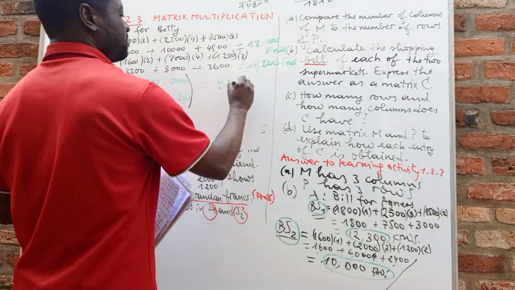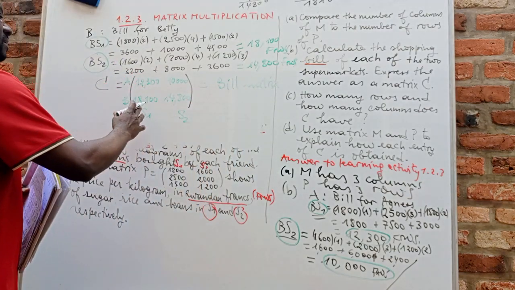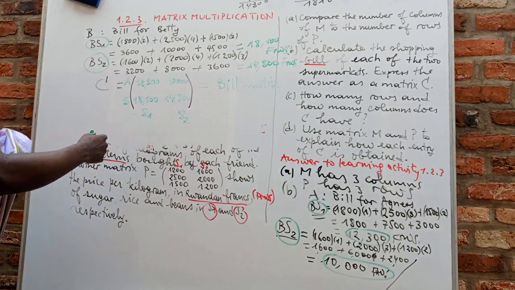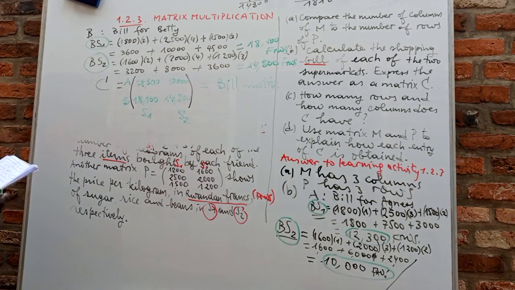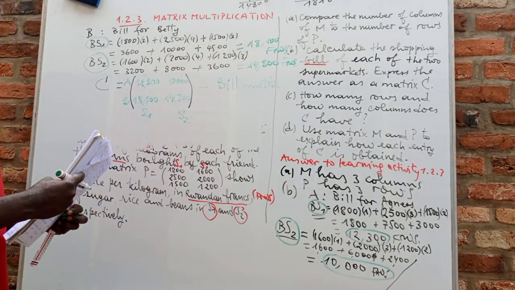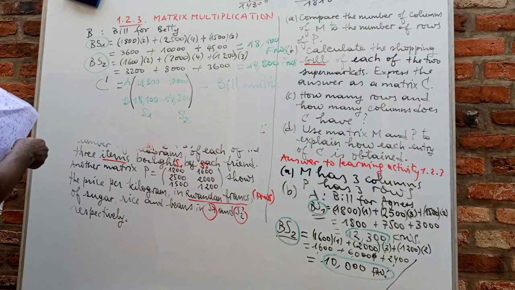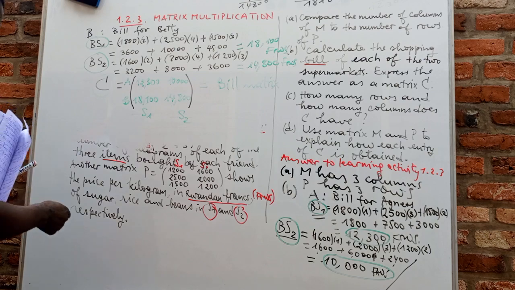The C is actually a B matrix, with the first column for the first supermarket, second column for the second supermarket. Okay, that is how the matrix C will look. So now we are ready to move to sub question C.